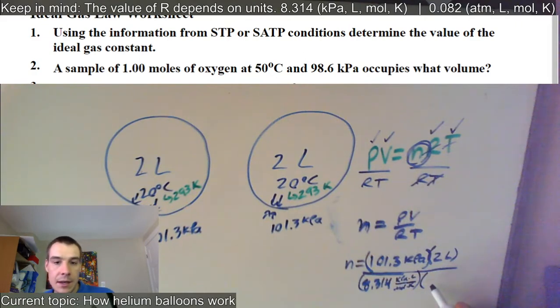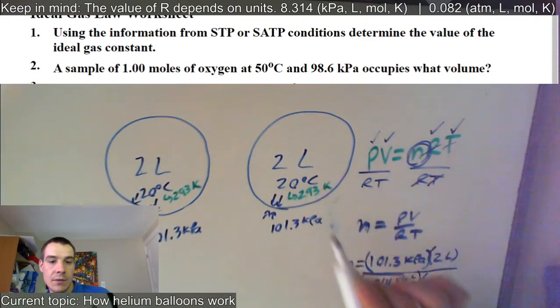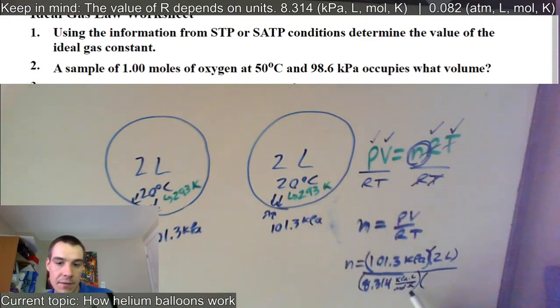8.314. And then the last thing is the temperature here, T. For temperature, 293 Kelvin. We have to be in Kelvin down here, or else it's not going to work. 293 Kelvin, because we want to cancel that Kelvin down here with the Kelvin up here. We'll cancel the kPa with the kPa, the liters with the liters, we'll be left with just moles.